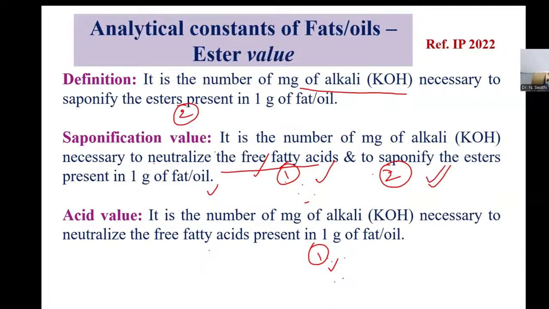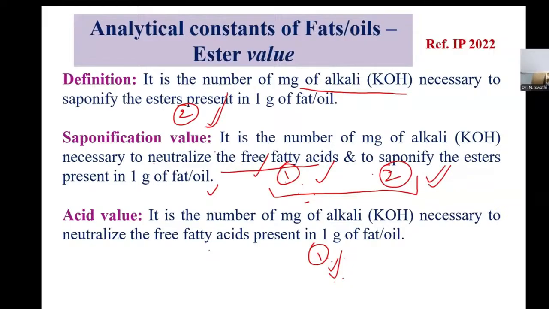Now, if you have a combination of 1 and 2 values, and if you have one value separately, how can you determine 2? Okay, 2 means how much alkali is needed to saponify the esters. So based on these definitions, you can easily make out how you can determine the ester value. Have you made any guess? Okay, let me clarify it.